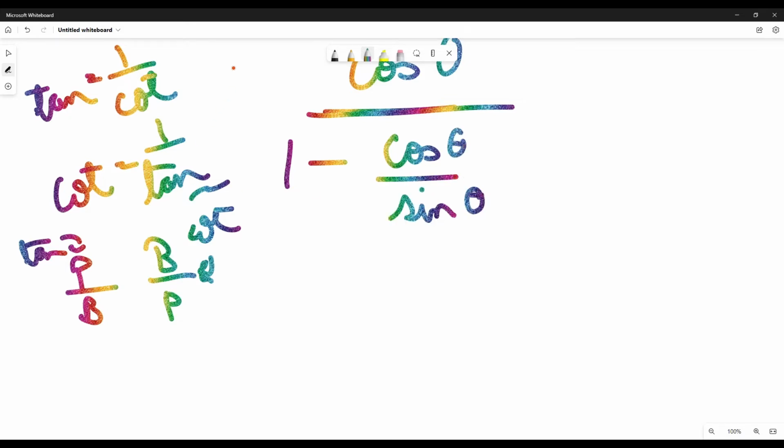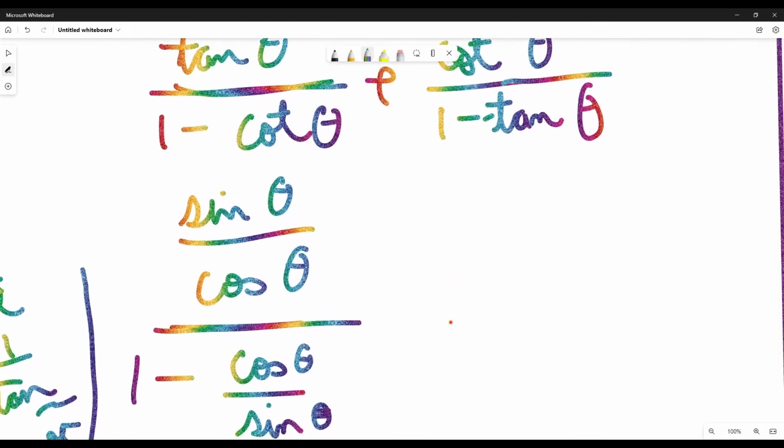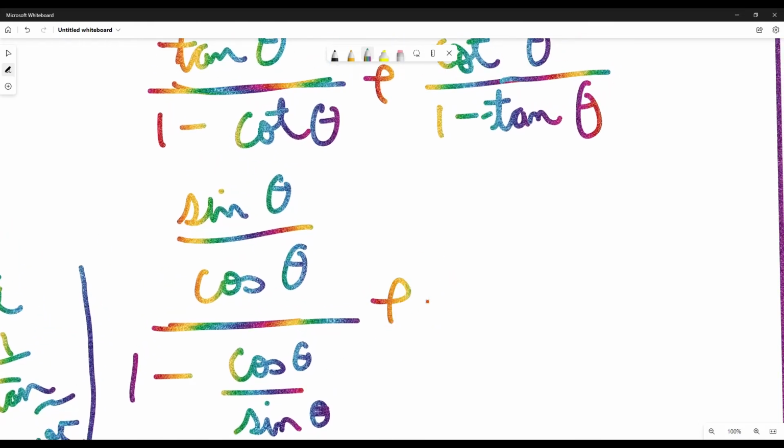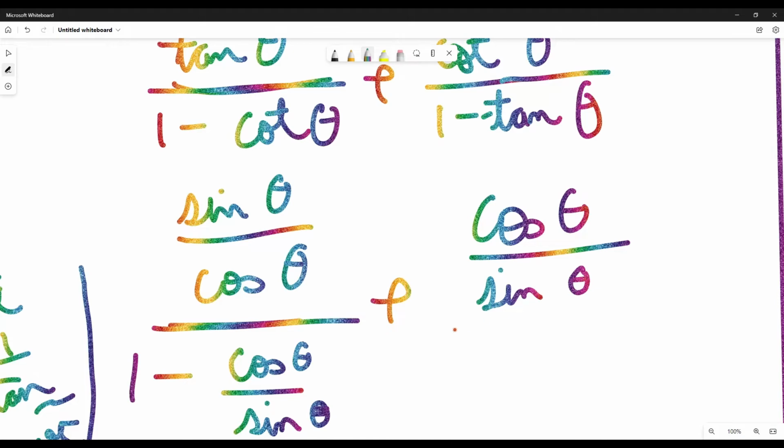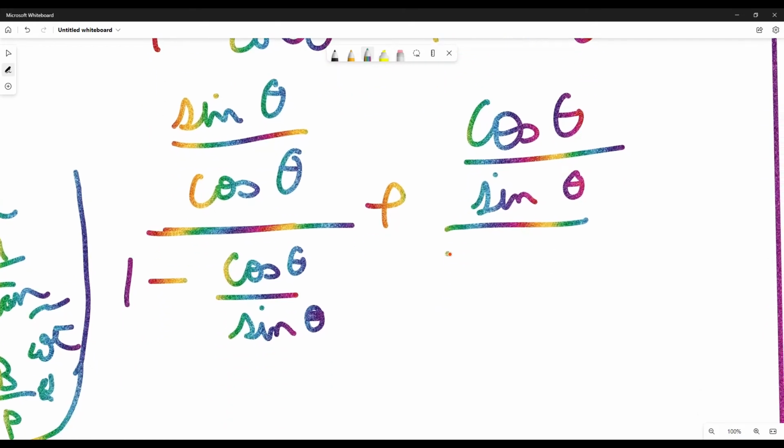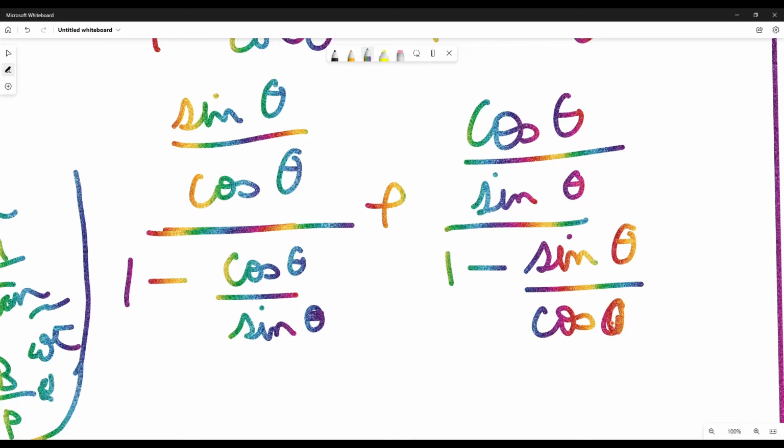And theta is very important to write. In the earlier example I have not written theta because it was not needed, but theta has to be written everywhere in front of these identities in this form of the ratios. Upon basically the opposite, cos theta by sine, right? 1 minus tan theta, so it would be sine by cos, right?